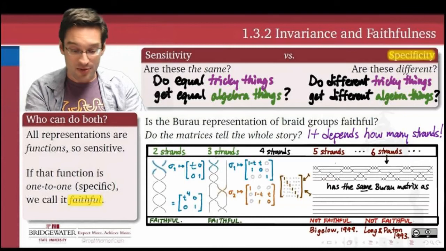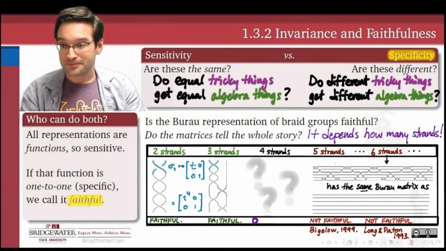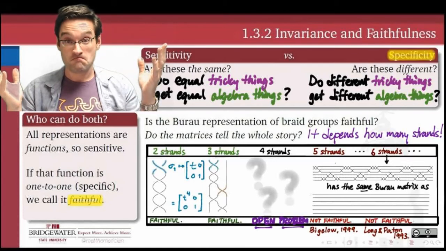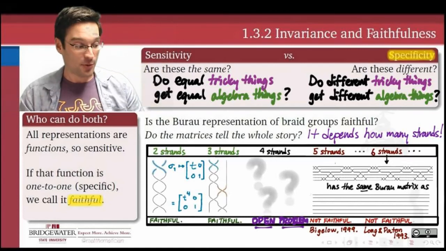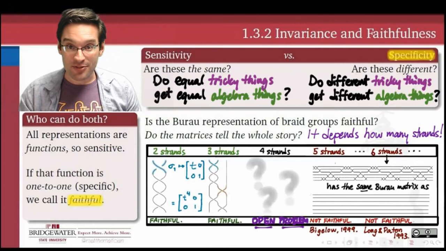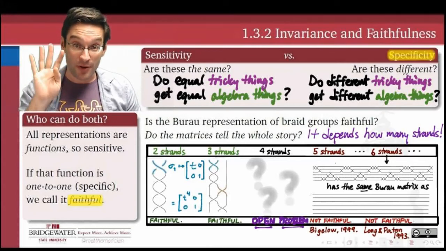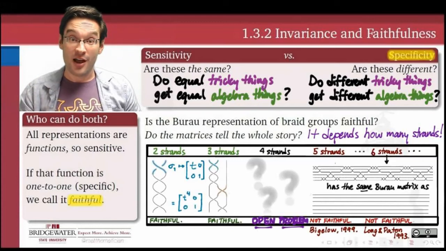And you might notice that I've left one thing unsaid. What about 4? And the answer is, no one knows right now. It's 2020, and we have still not resolved the question of whether the Burau representation on the braid group on 4 strands is or is not faithful.